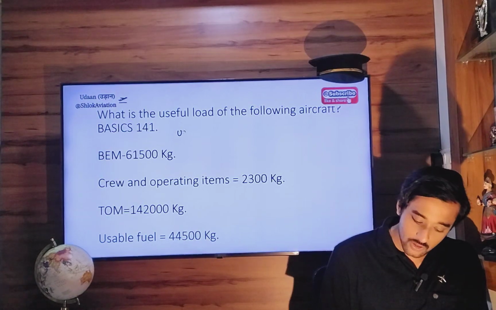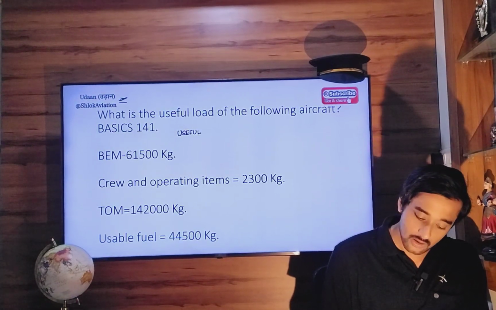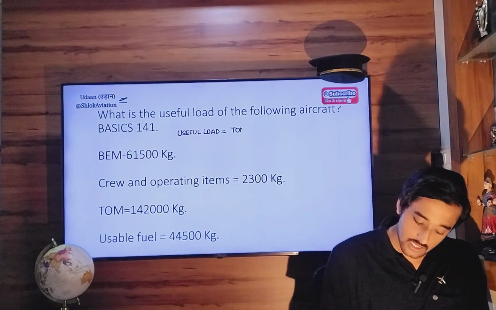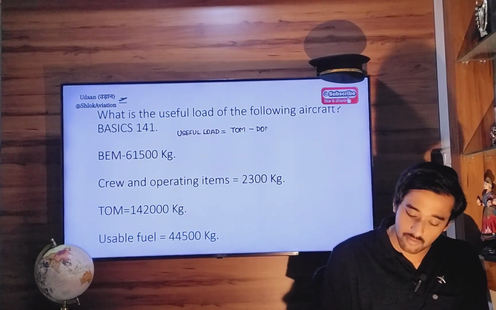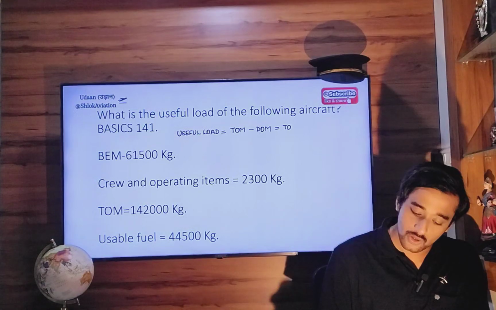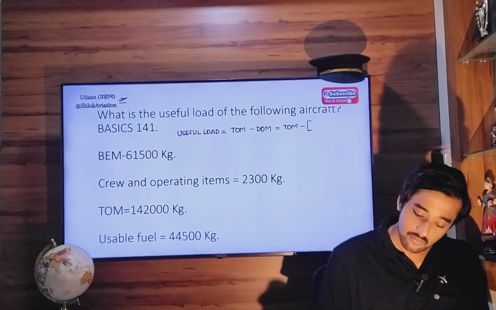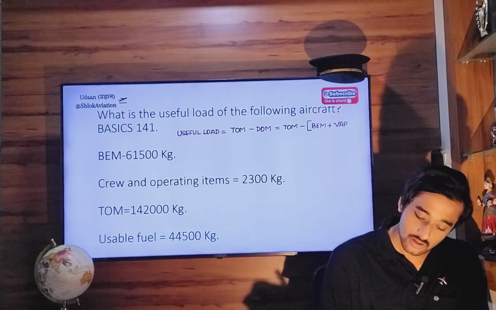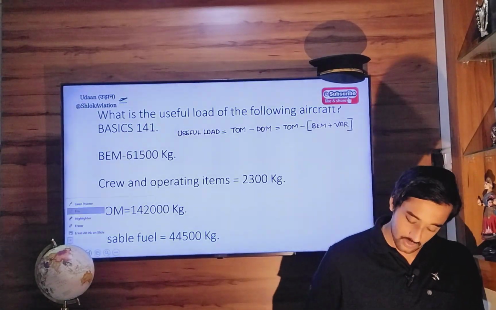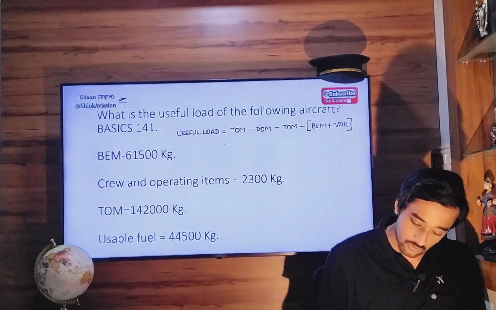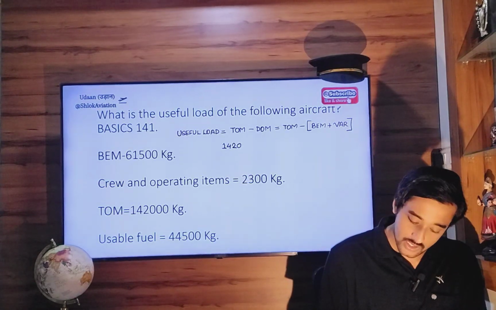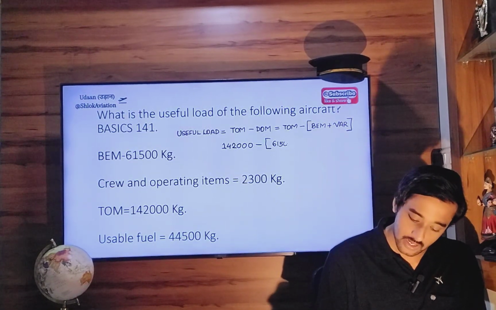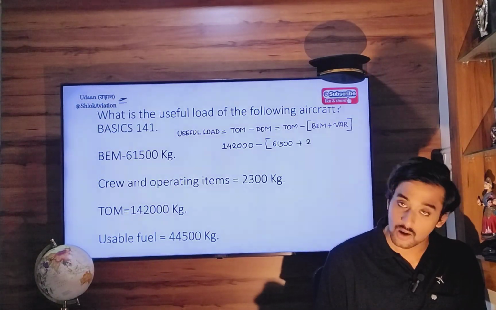Useful load equals takeoff mass minus dry operating mass. That is equal to takeoff mass minus basic empty mass plus variable load. So takeoff mass is 142,000. Basic empty mass is 61,500. Variable load is 2,300.